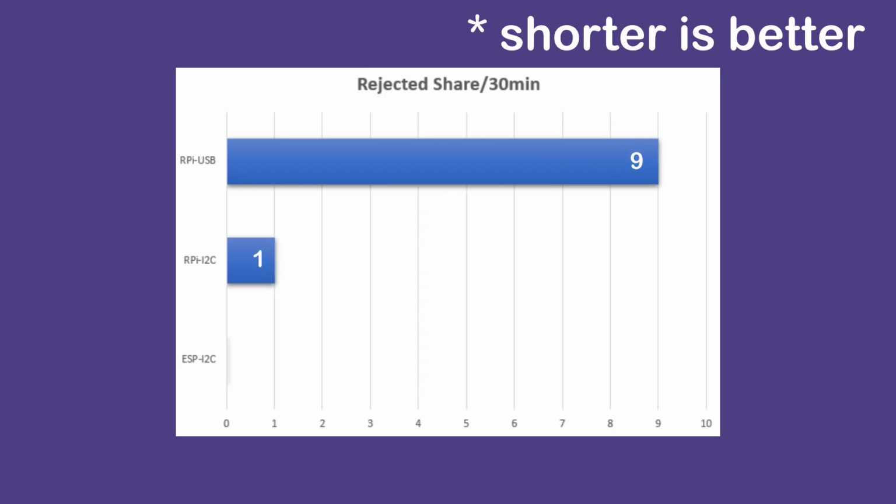When it comes to efficiency, perfect efficiency means all submitted shares are accepted and there is no rejected share. ESP is the winner here because it has zero rejected shares. But if we look at the overall accepted shares, the rejected share count is negligible.